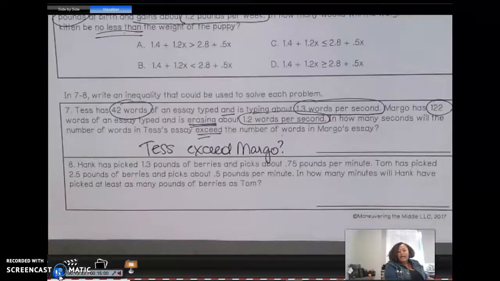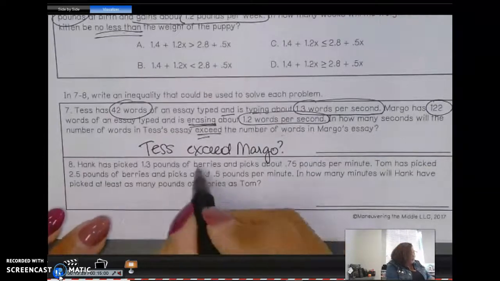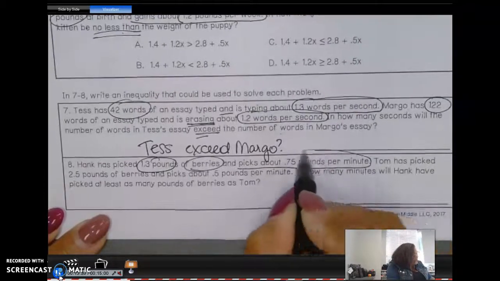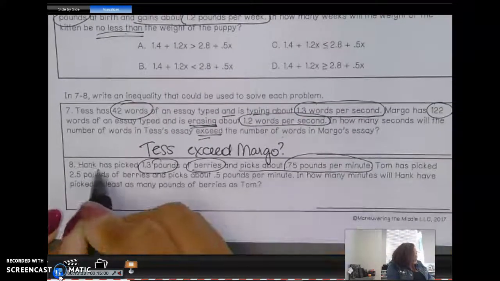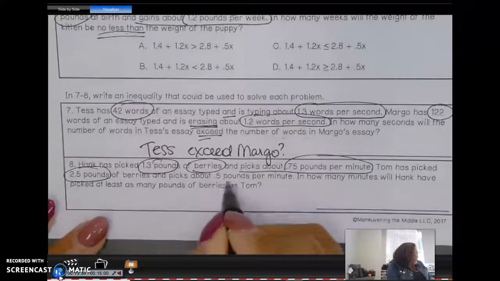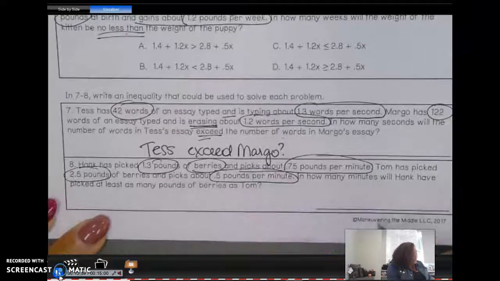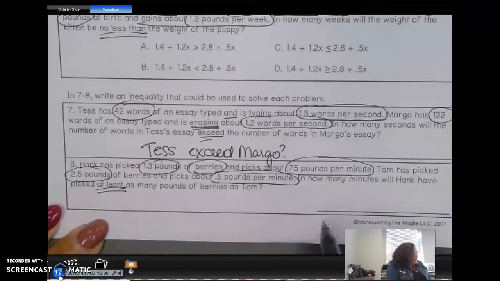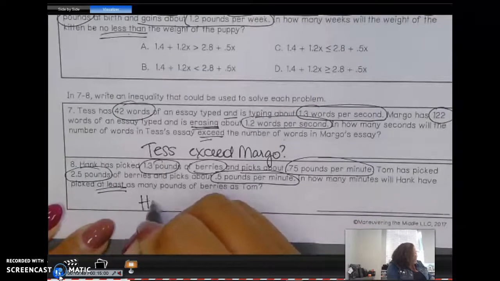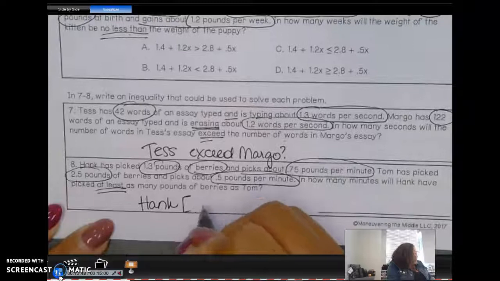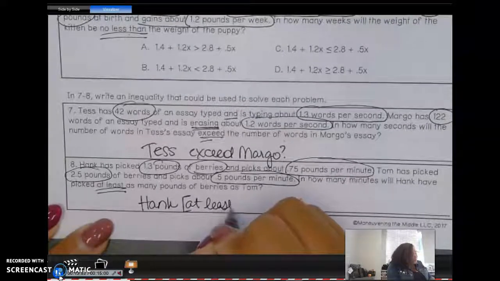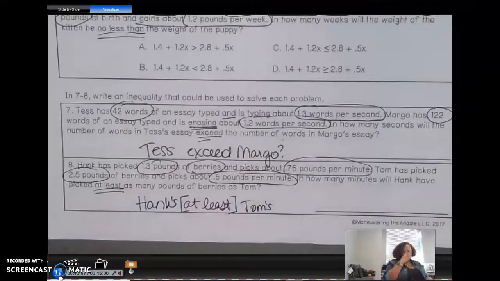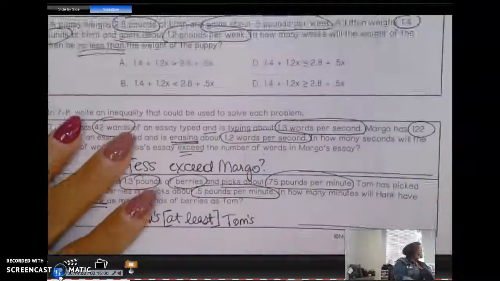In number 8, Hank has picked about 1.3 pounds of berries and picks about 7/500 pounds per minute. Tom has picked 2.5 pounds of berries, that's what he has, and picks about half a pound per minute. In how many minutes will Hank have picked at least as many pounds of berries as Tom? Hank should be at least Tom's. Okay? And that's it for that one.